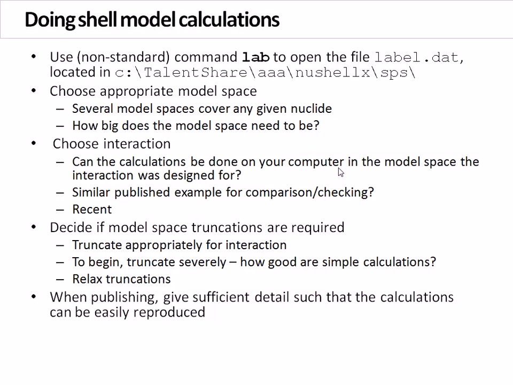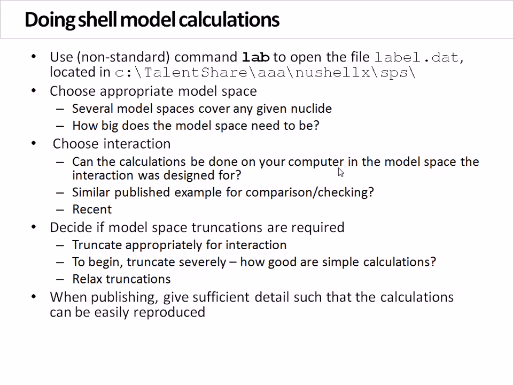So in general, you need to choose an appropriate model space, choose an interaction that is listed in this label.dat file that you'll see in the tutorial, and then decide if model space truncations are required to actually do the calculation that you want to do. Those have got to be appropriate for the interaction, and usually it's best to truncate reasonably severely. You can get a lot of understanding from a relatively simple calculation and then relax the truncations and see how it improves.